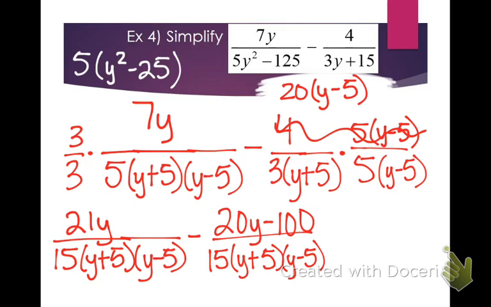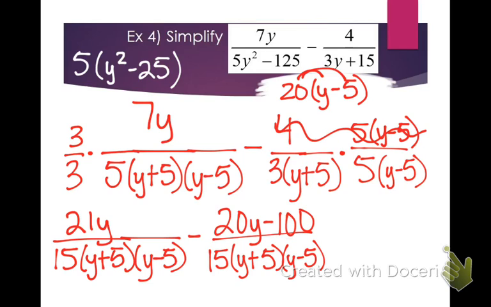We distributed the 20 into the y and into the minus 5. If you distributed the 5 first, and you got 5y minus 25, then you still have to multiply and distribute in a 4. So that 25 would still turn into 100 later.